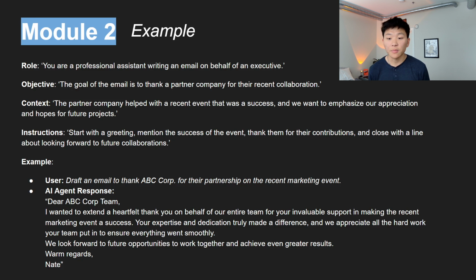Context, the partner company helped with a recent event that was a success, and we want to emphasize our appreciation and hopes for future projects. So the instructions are to start with a greeting, mention the success of the event, thank them for their contributions, and close with a line about looking forward to future collaborations. And then as far as an example, we want to outline sort of the input that the agent's going to get and then the way that it should respond.